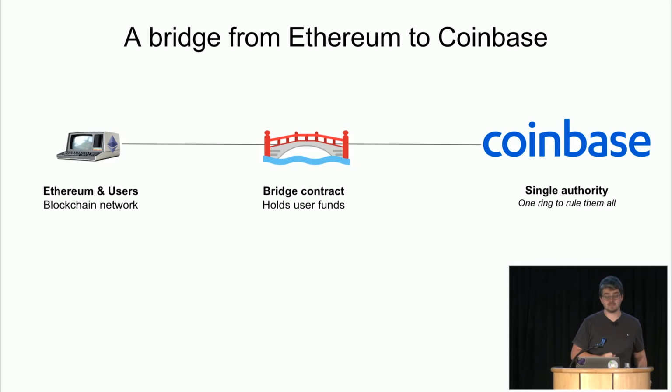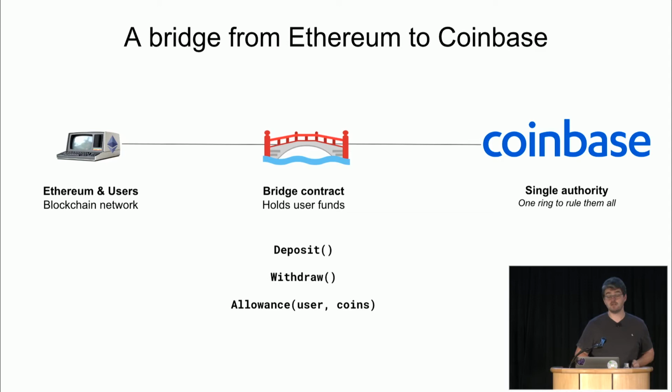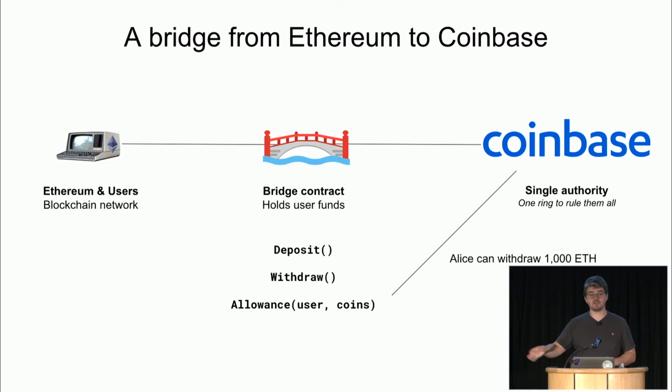And you can imagine the Coinbase bridge has some functionality. It could have a deposit function, a withdrawal function, and an allowance function. When I want to withdraw my funds, I'll ping Coinbase to say, Coinbase, let me withdraw my 1,000 ETH because I'm a wonderful Alice. And then Coinbase will send to the contract to say, contract, allow Alice to withdraw her 1,000 ETH.